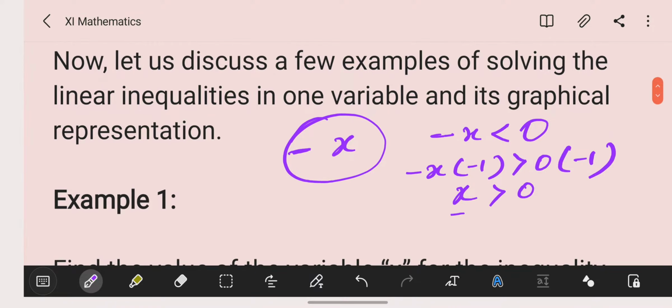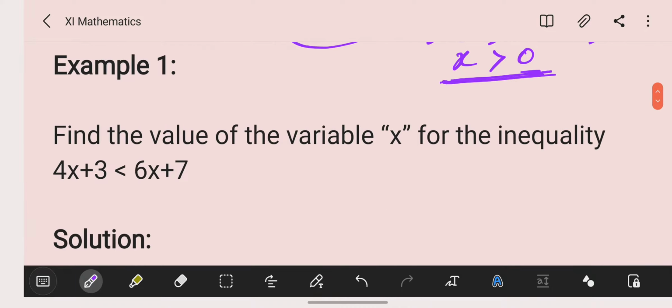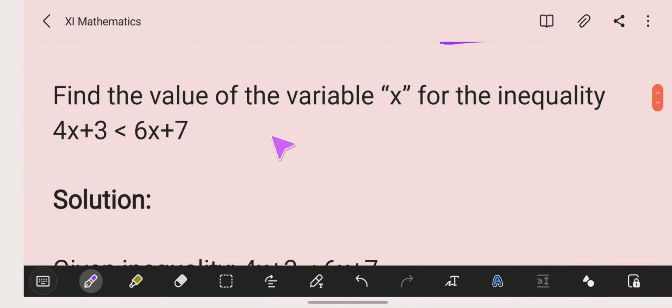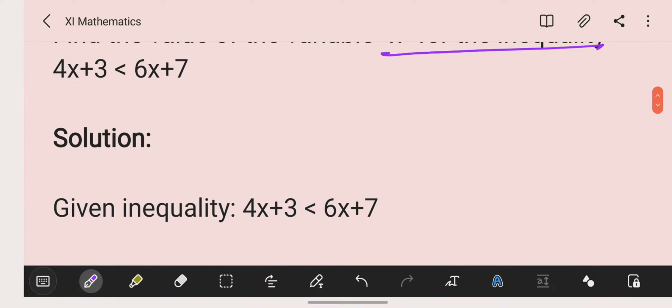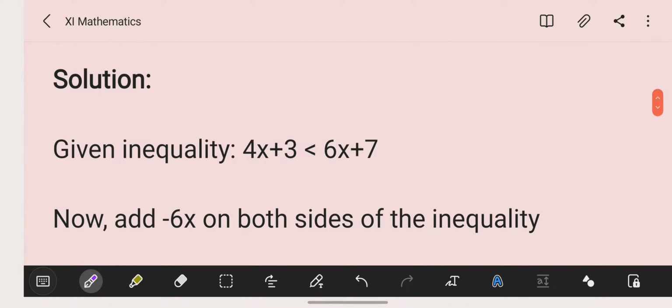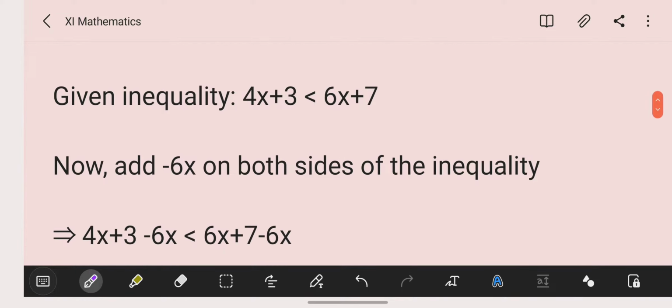All right. So this is how you need to apply this particular rule if you face questions where the coefficient of x is negative. Let us see some examples here. Find the value of the variable x for the inequality 4x plus 3 less than 6x plus 7. We'll go step by step here. We'll try to remove all the variables from the right hand side, adding minus 6x on both sides of the inequality.